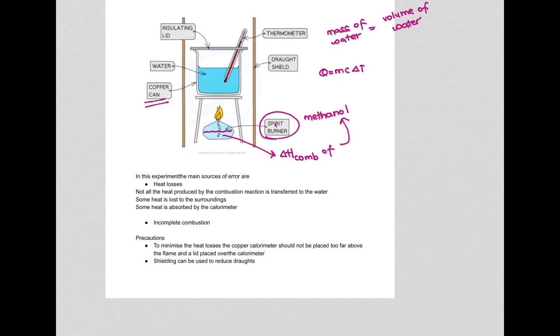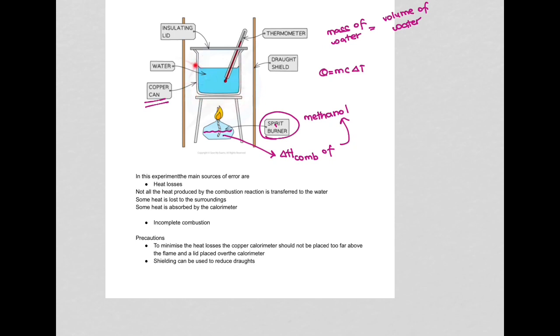Now, similarly, like the other experiment, we also have assumptions here, and we are assuming that all the heat from the burner is going into the water. So we are assuming that there is no heat loss to the surroundings. But actually, heat loss is a very important error in this experiment. Not all heat produced by the combustion reaction goes into the water, because there's air here, so some of the heat is lost to the surroundings. And also the can is going to absorb some of the heat.